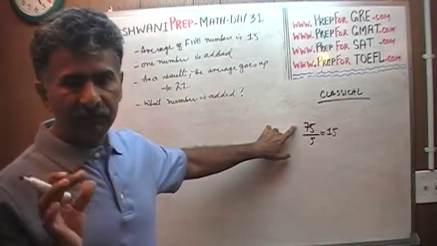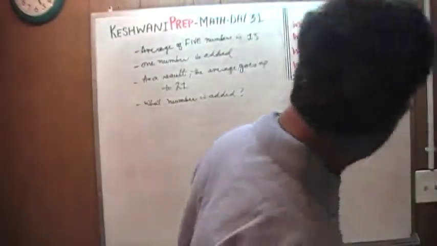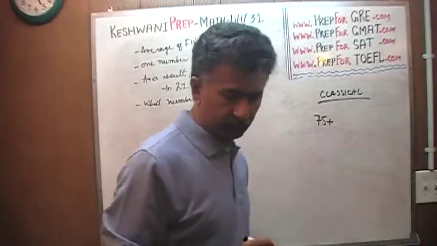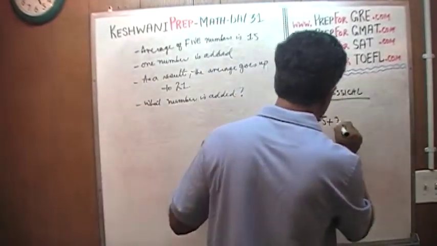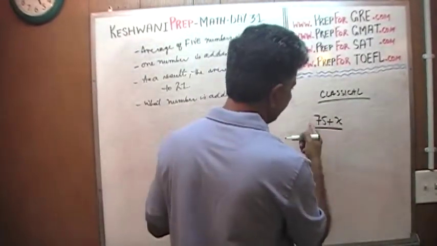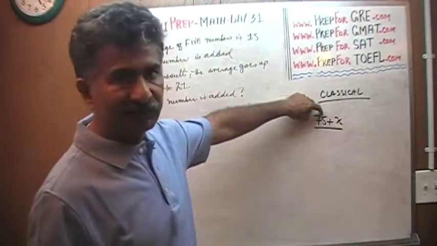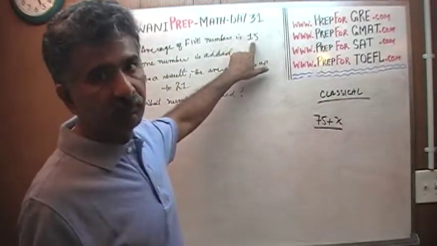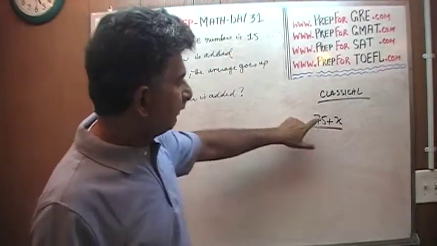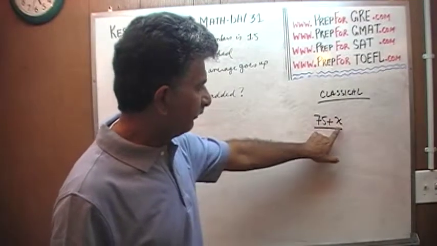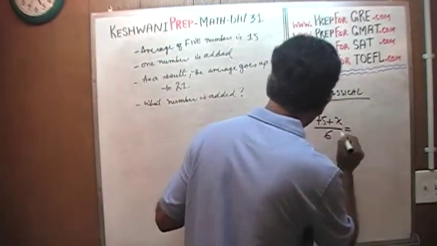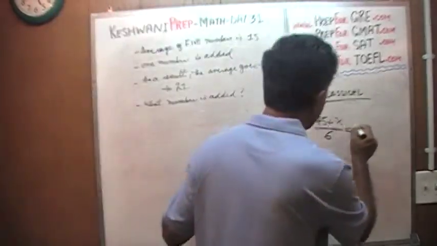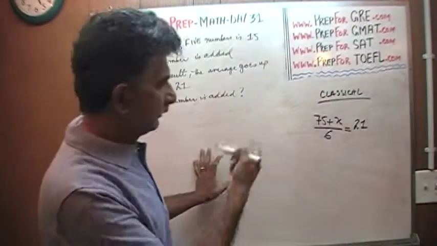75 represents the sum of the first 5 numbers. And we're going to add one more to it. Let's call it x. Now we have 6 numbers. Again, 75 represents the sum of the first 5 numbers because their average is 15. Therefore, the first 5 numbers must add up to 15 times 5. And then we add one more, x. So now we have 6 numbers. And we are told that as a result, the average goes up to 21. So this is the new average. All we have to do is solve for x, and that's it.